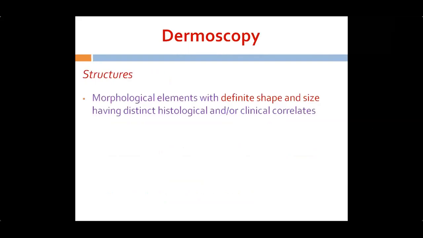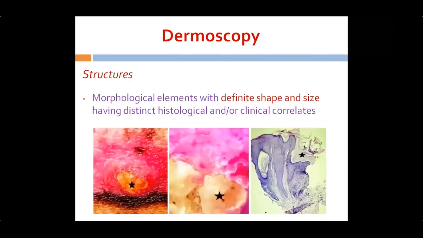So first, the structures. Structures can be defined as morphological elements on dermoscopy which have a definite shape and size and have distinct histological and or clinical correlates. Just to give an example, here you are able to see a yellowish white structure which is well defined, has definite shape and size. It clinically corresponds to this keratin plug and histologically corresponds to this compact hyperkeratosis. So a structure is an element with a definite shape and size and has a distinct histological or clinical correlate.